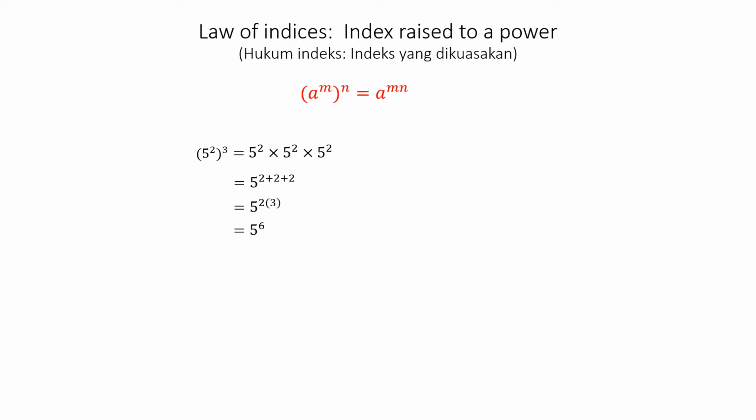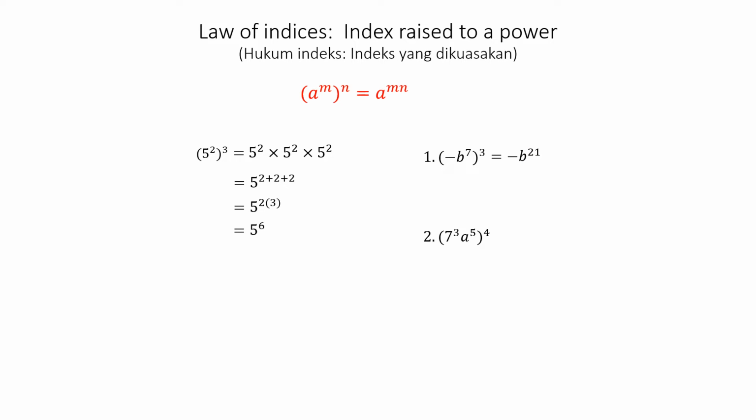Let me give you an example question. Negative b to the power of 7, to the power of 3. This equals negative b to the power of 7 multiplied by 3, which is 21.